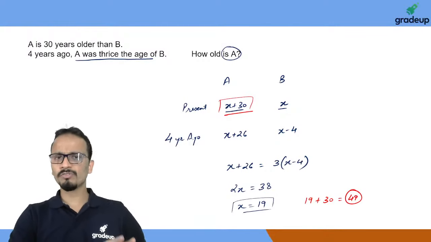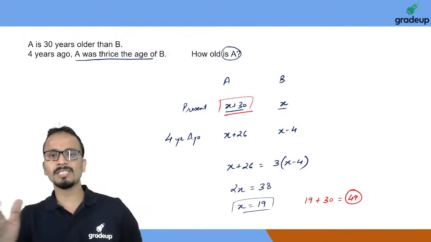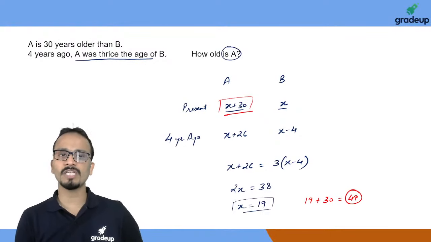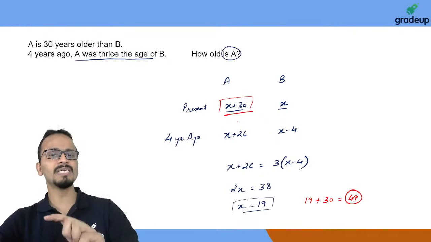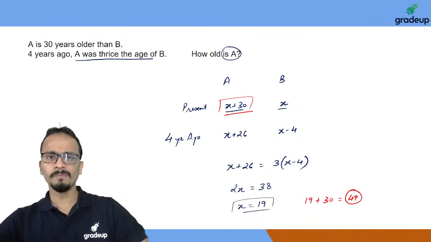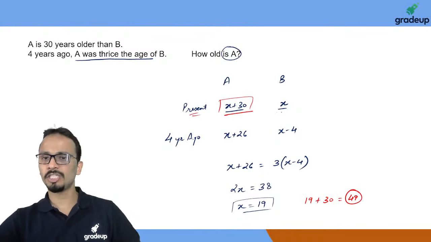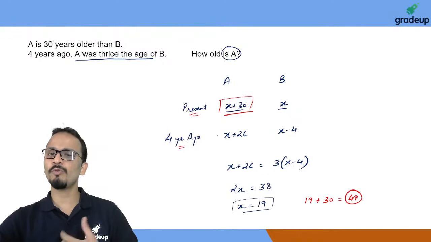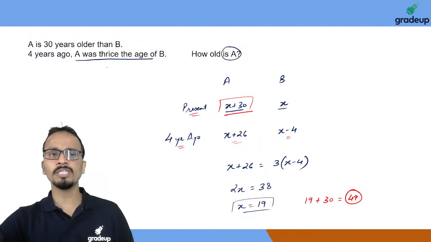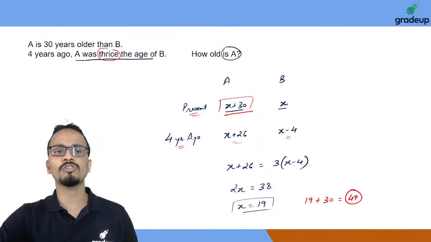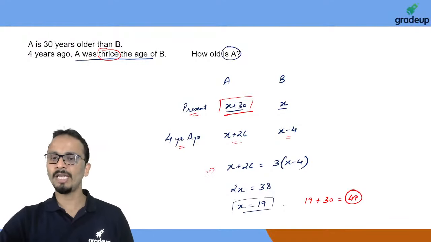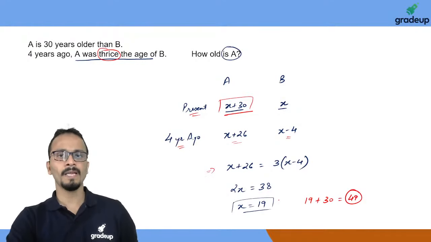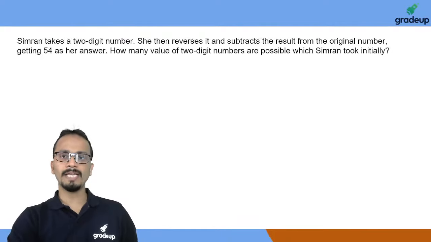Okay, great. So this was a very basic question. This is just a step-by-step procedure for how to solve such questions related to ages. What I have done is I've made a simple table. I've written the present ages, the relation between them, and the ages 4 years ago. Again, I've written the relation between them, and using the given relation, which was A was thrice the age of B, I have made an equation, and got the value of X. Okay. Great. Now let's move on to the next question.